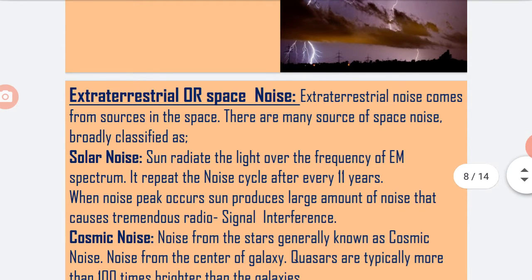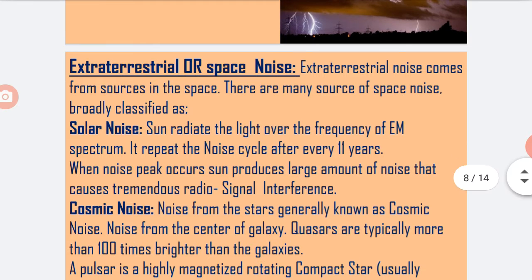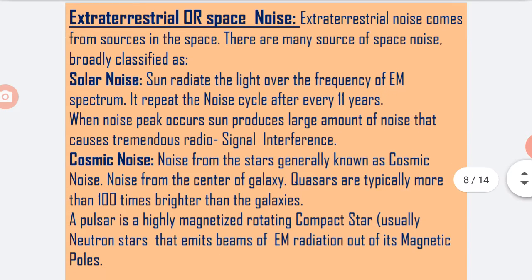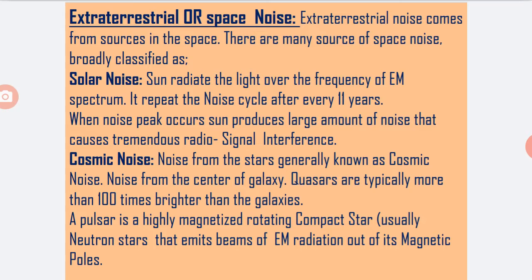The second one is the extraterrestrial noise or space noise. The extraterrestrial noise comes from sources in space. There are many sources of space noise, broadly classified as solar noise. As the name suggests, the sun is the source of energy which radiates energy over the electromagnetic spectrum. It repeats the noise cycle after 11 years. When the noise peak occurs, the sun produces a large amount of noise that causes tremendous radio signal interference.